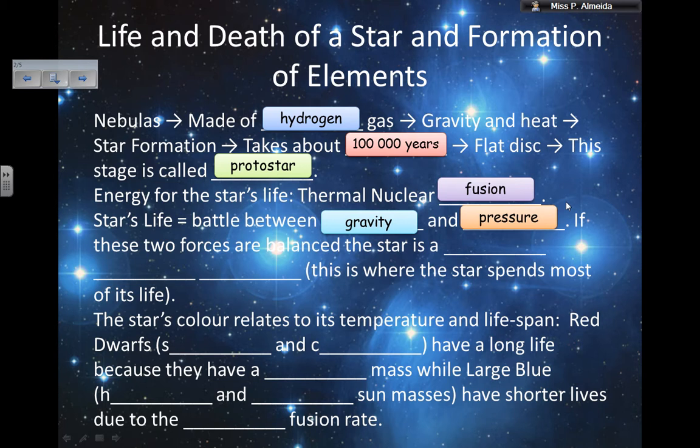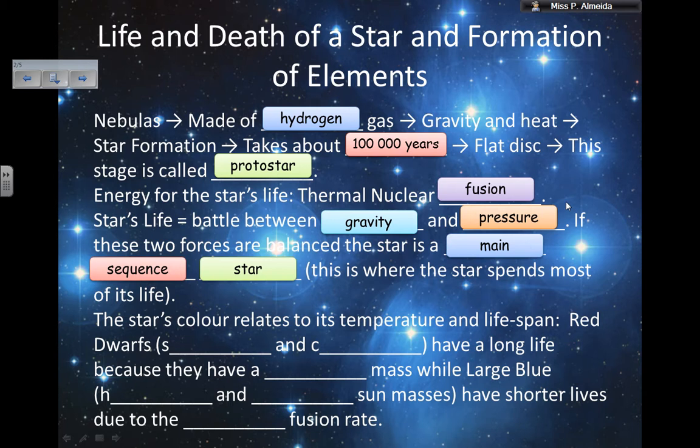And if these forces are balanced, then the star is a stable star, and this stage is known as the main sequence star, okay? Most stars, or actually all stars, will spend most of their lives in this stage, all right? Now, other things you need to know about stars.